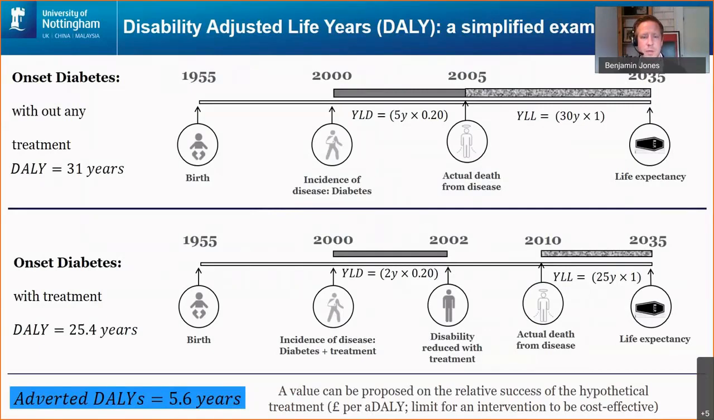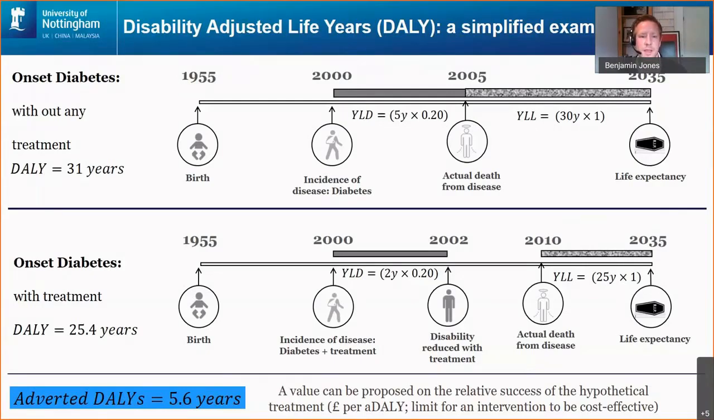So a DALY then would have a weighting of 0.2 for the years of life lived with type 2 diabetes multiplied through by the 5 years that they experienced it, and then the years of life lost is 30 years. Now let's say that they receive some treatment where they only need 2 years of treatment, and maybe with some lifestyle changes they're able to eliminate type 2 diabetes for their life, so they continue to live until 2010 before dying of something else.